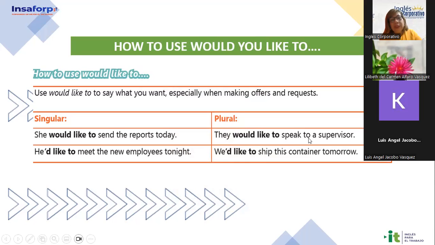They would like to speak to a supervisor. Contraction: they'd like to ship this container tomorrow. Okay, if you contract they would, you will say they'd. Okay, so she would like to send the report today. You know that would like to is me gustaría, okay? A ella le gustaría, she would like to. They would like to, a ellos les gustaría.